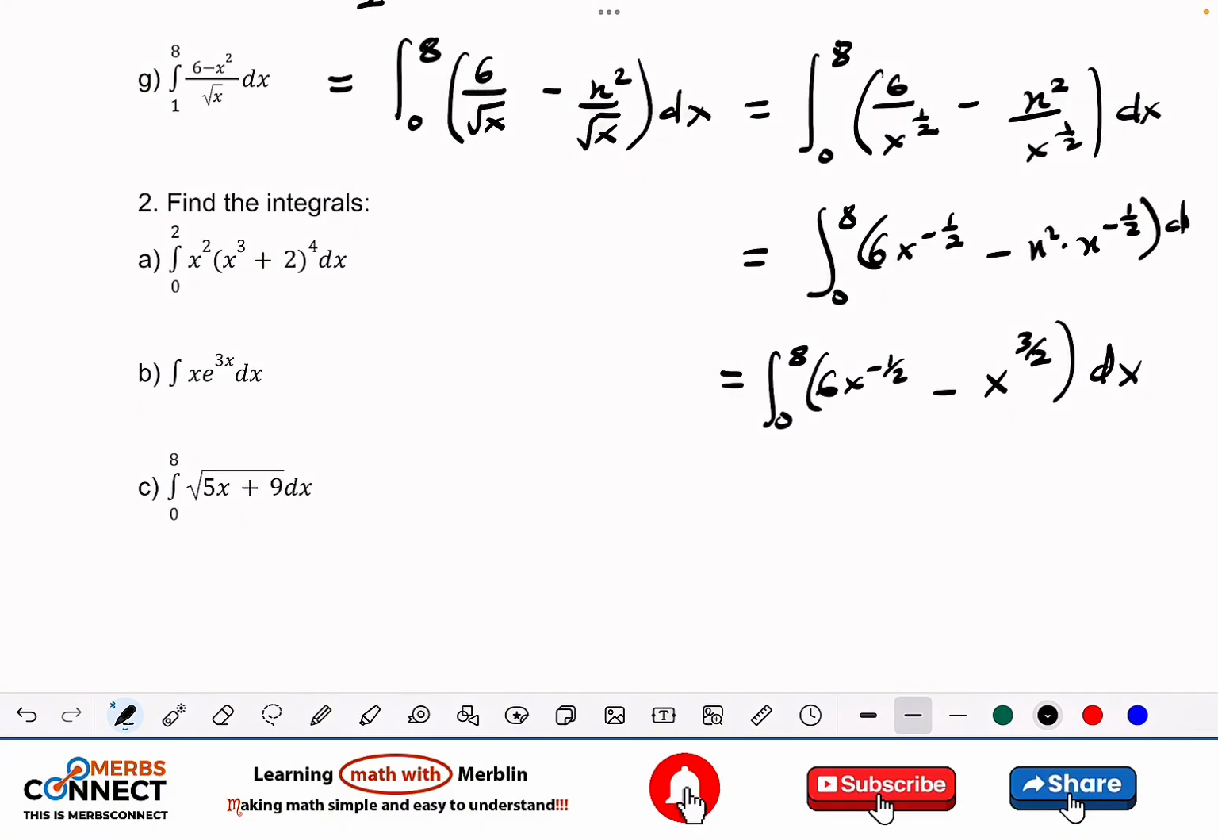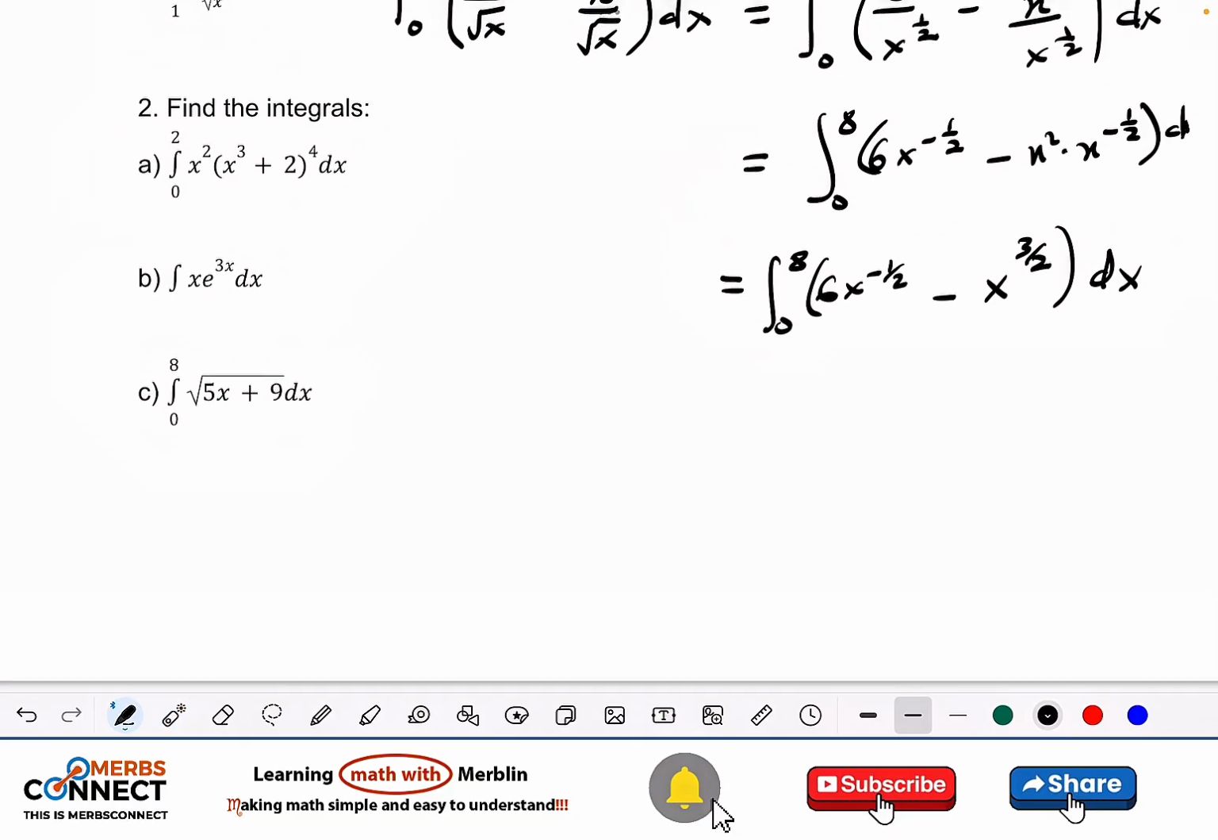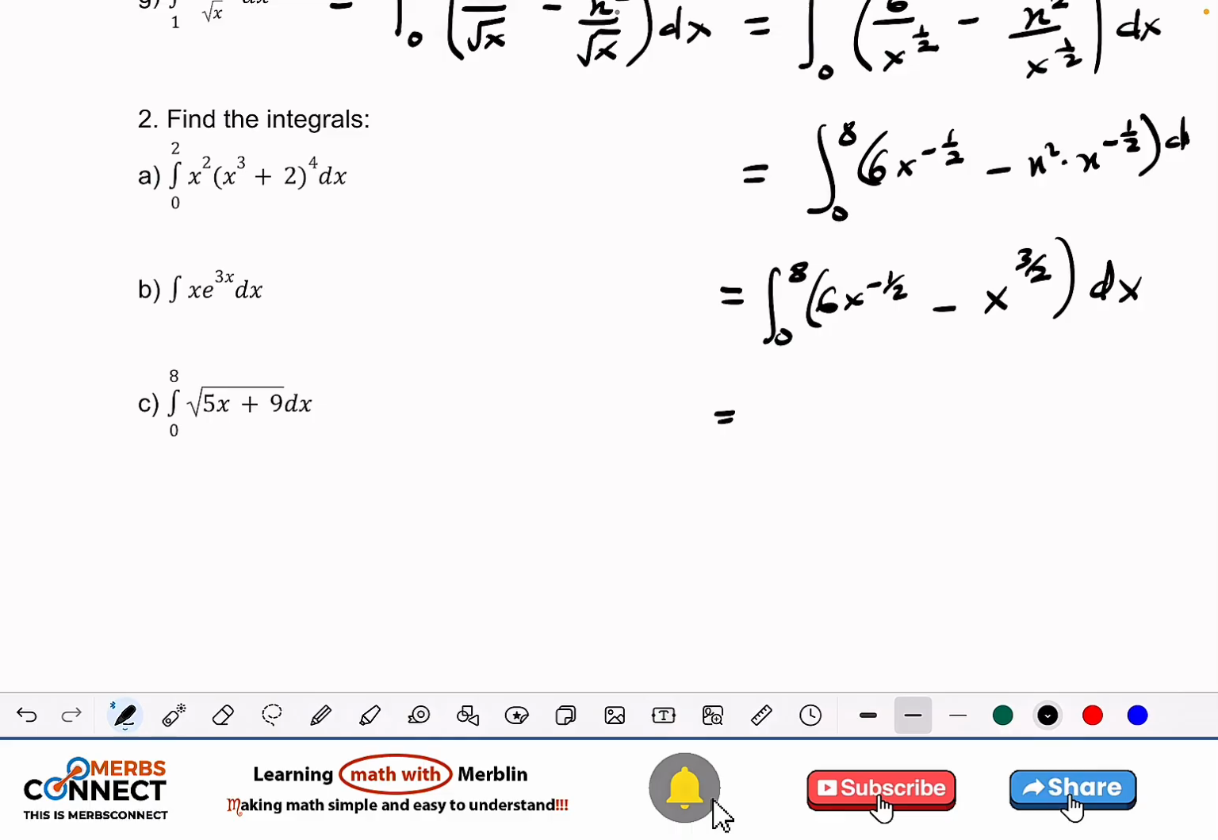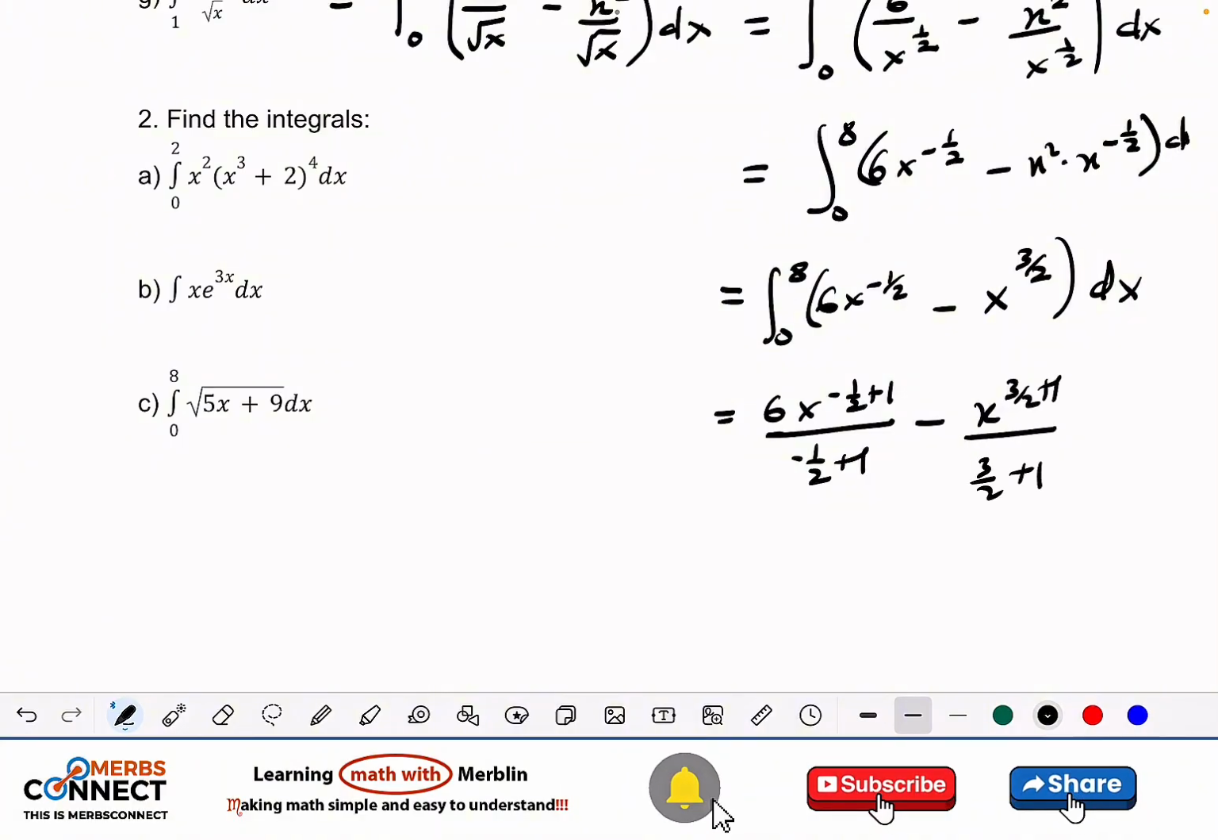So you see, we need to go through all this long process before we get the actual function that we can do the integration with. So now we can do the integration. So this is 6x to the power minus 1 over 2 plus 1 divided by minus 1 over 2 plus 1, then minus x to the power 3 over 2 plus 1 divided by 3 over 2 plus 1 from 0 to 8.